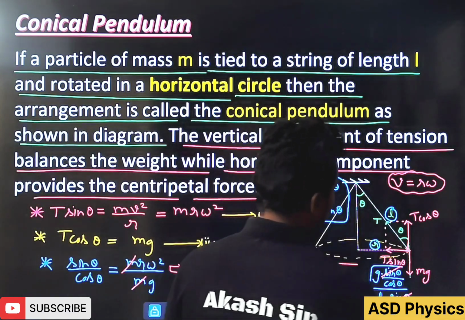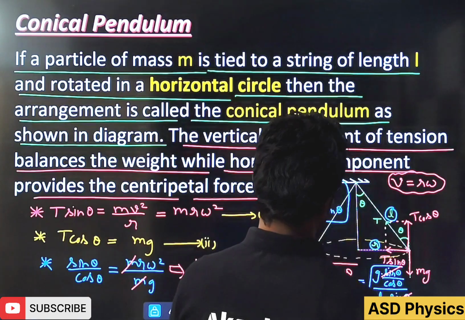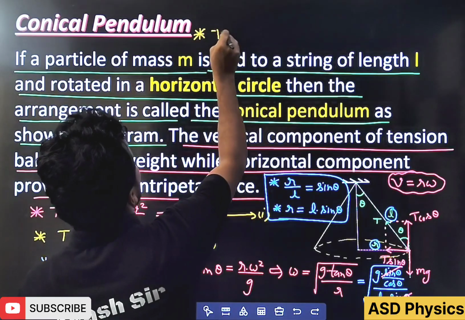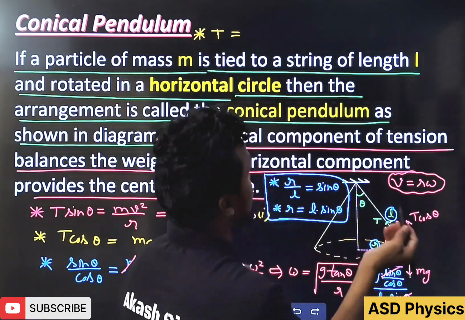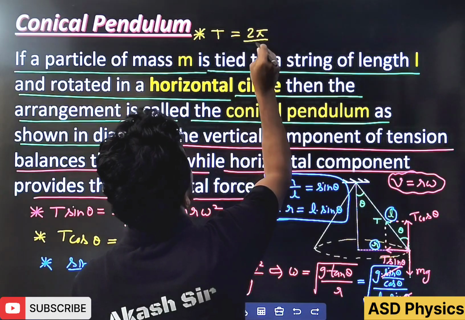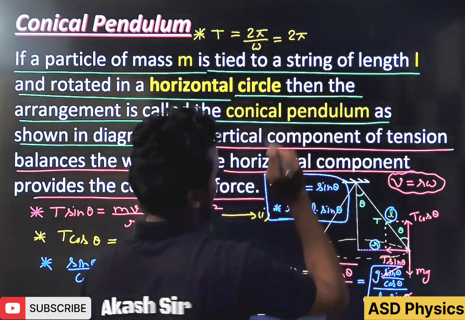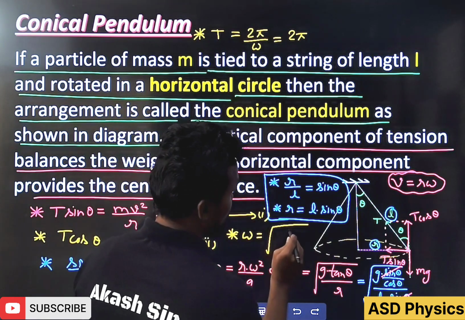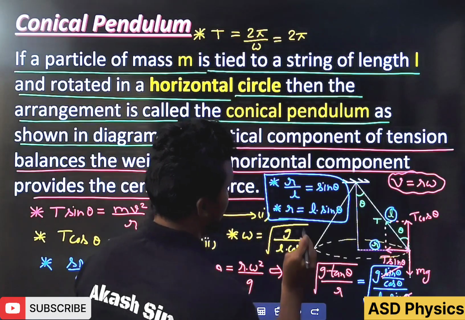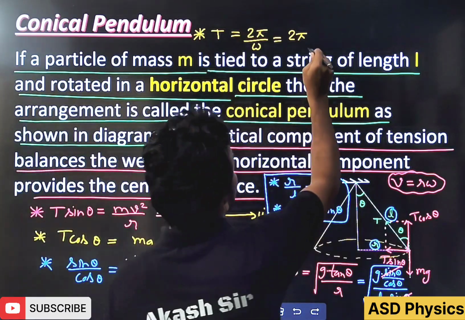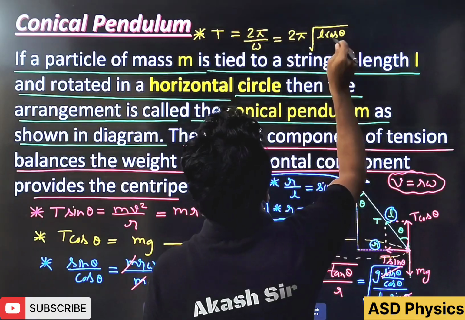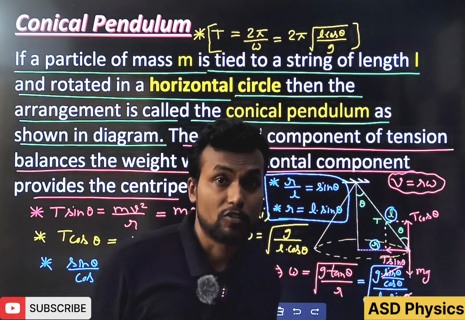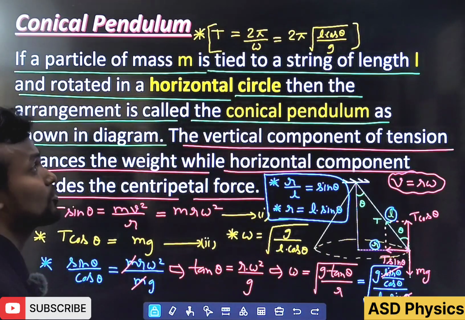Now what is the time period? The time period, that means the time taken to complete one rotation, is T equal to 2 pi by omega. So this is 2 pi, and the value of omega, as I have told you, is square root of g by L cos theta. If I put this value here, this will become square root of L cos theta by g. This will be the time period of the conical pendulum. Remember the formula again: T equals 2 pi square root of L cos theta by g.